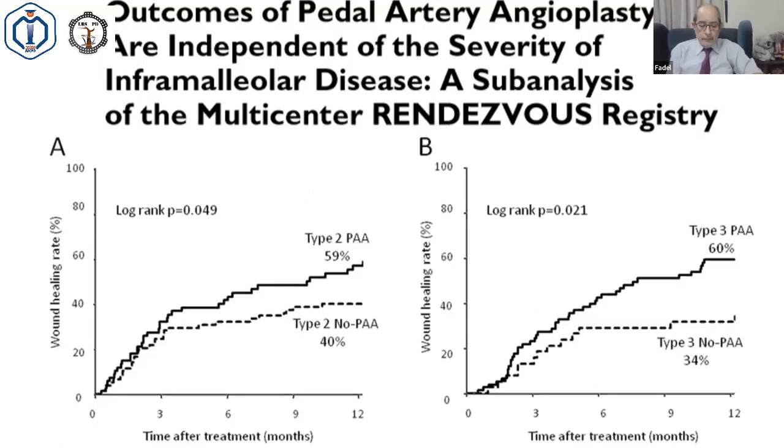You can see this depicted graphically here, where you can see the type 2 on the left and the type 3 by Cairo classification, showing the wound healing rates. If you had the intervention, you had about a 60% chance of healing at 1 year. If you did not, it was 40% in a type 2, 35% or 34% in a type 3.